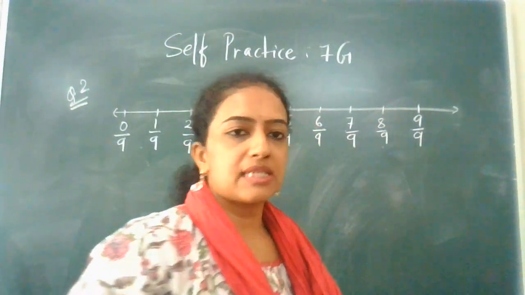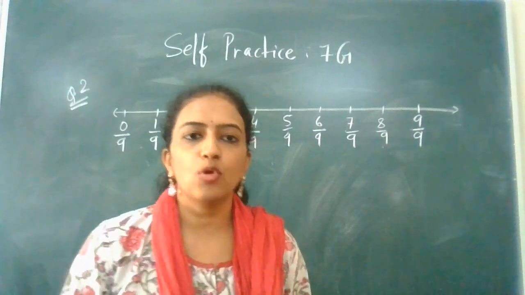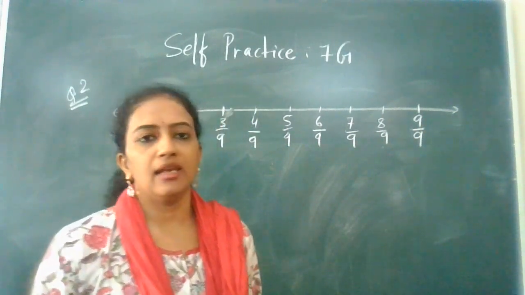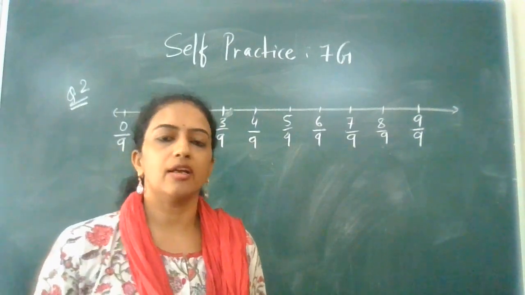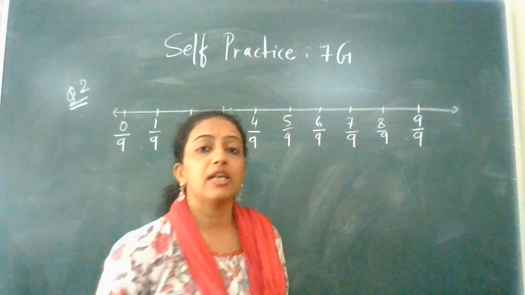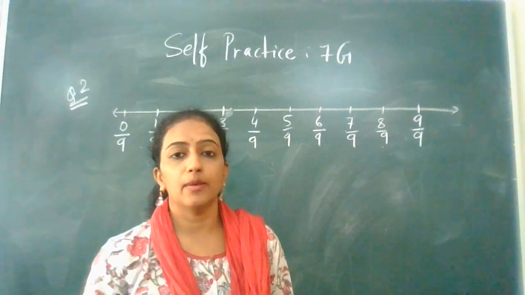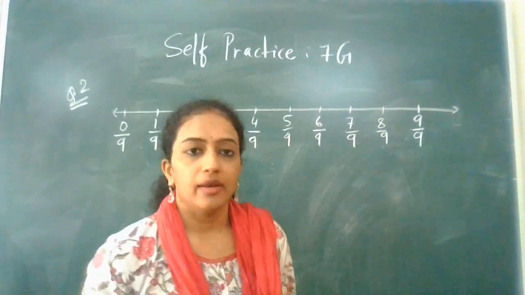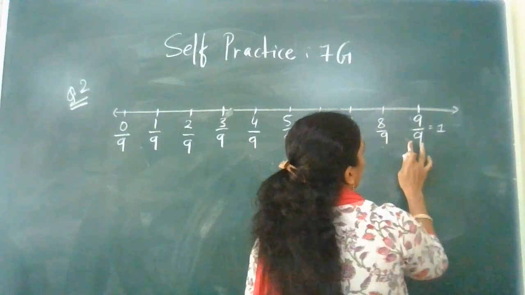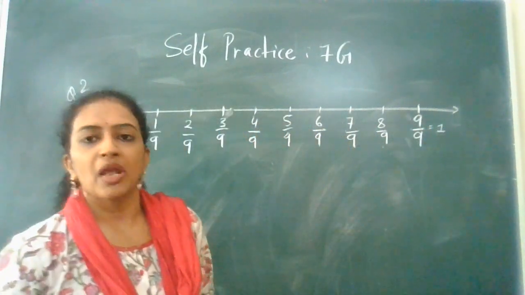There is a printing mistake. In your textbook it is written 9 upon 10, but actually it is 9 upon 9. So don't get confused, it is a printing mistake. Here in your textbook it is given 9 upon 10, but it's not 9 upon 10, it's 9 upon 9. And we all know that when numerator and denominator both become equal, then it will be considered as one whole.